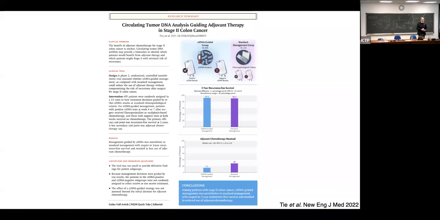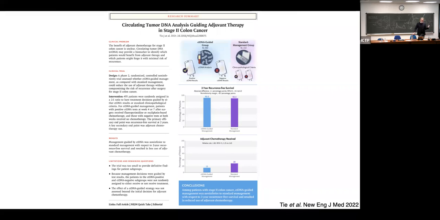So the question is, can we use the blood test? Let's sequence the cancer of the patient. Let's see what mutations that patient's cancer has. Can we find those mutations in the blood after a few weeks? And if we do, then that patient should definitely go under chemotherapy. And if he or she doesn't, then that person is spared chemotherapy.